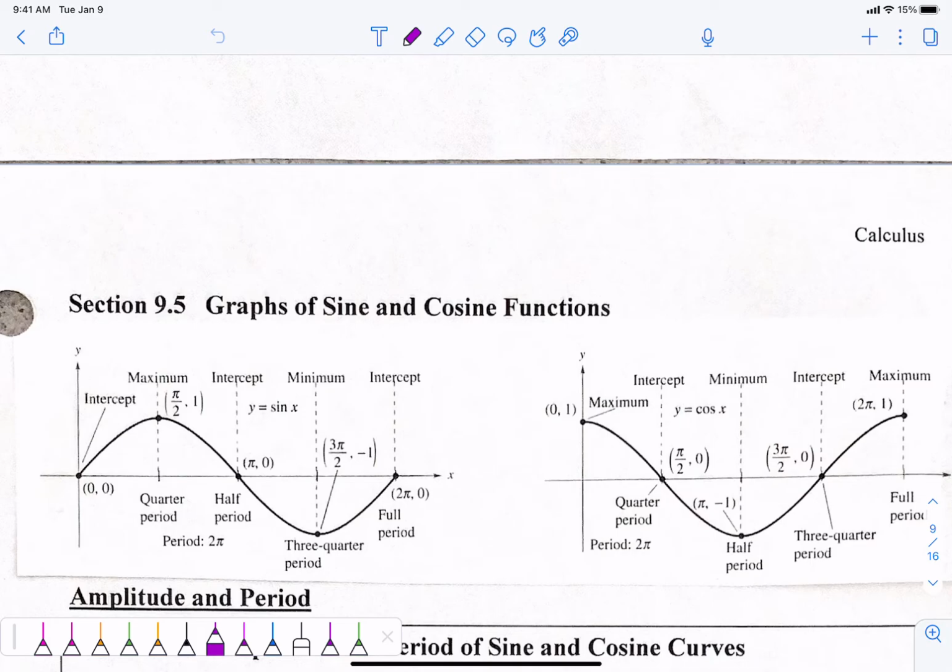Okay, I don't know how far we're going to get into section 9.5, but we'll see. This is 9.5, graphs of sine and cosine functions.